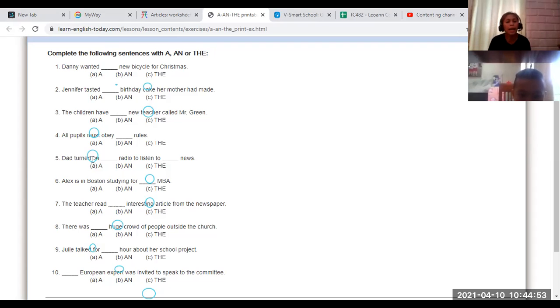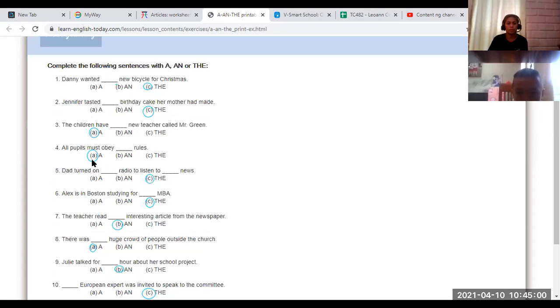Number six, Alex is in Boston studying for blank. What's your answer? Okay, Kyo, I will erase this and please tell me your answer. Okay, number six, Alex is in Boston studying for blank MBA. The answer is letter B. Letter B is wrong. Alex is in Boston studying for an MBA. Letter C, it's an.